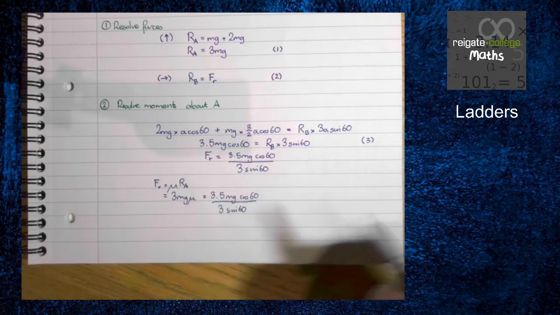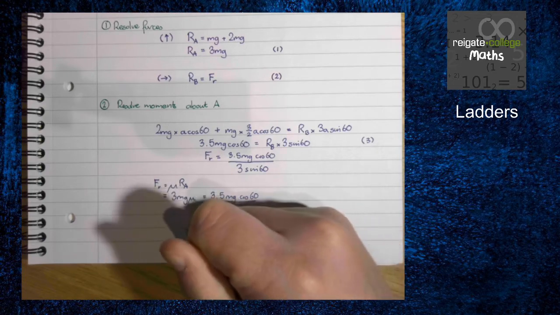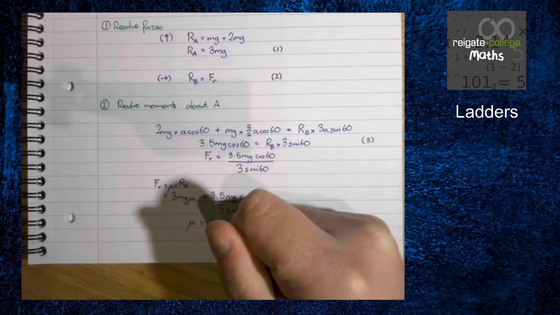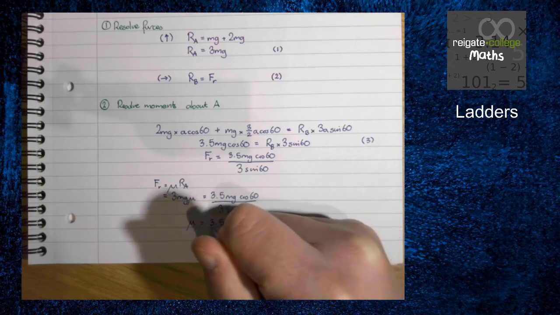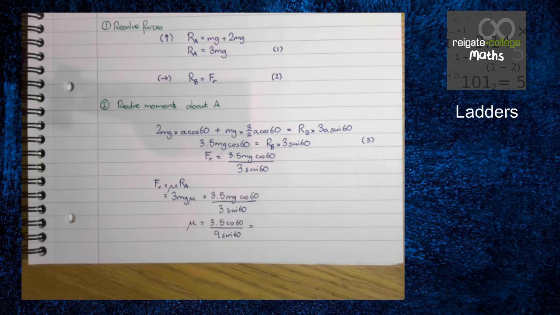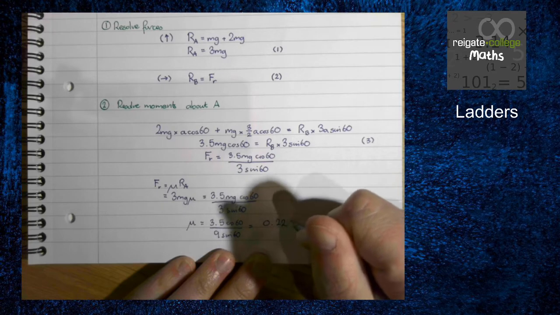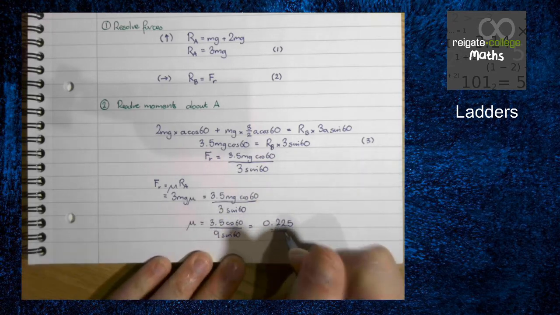Yes, I could simplify this to cot 60 or something like that, but there's no need. Rearranging now to get mu, we can see the mg's are going to cancel. We get mu is 3.5 cos 60 over 9 sine 60, which we then work out using our calculator. Typing it in, our calculator will probably give it to us as a surd, because we've got nicer trig functions here, but we need to have it as a decimal. And typical degree of accuracy should be 3 significant figures.